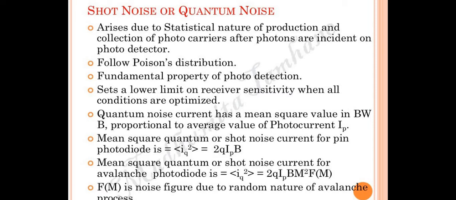Similarly, the next part is regarding the sets. How do we optimize the sets? Sets are lower limits on the receiver's sensitivity when all the conditions are optimized. Whenever we have any condition and want to find out how much it is optimized, the main thing is the optimization. Based on that, we can find out its analysis, and we receive that analysis.